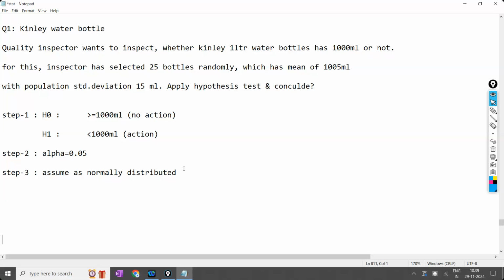Okay. If the data is not normally distributed, they have to give the data set to us. Then only we can check. Here there is no data, which means it is automatically normally distributed. Now what is step 4?